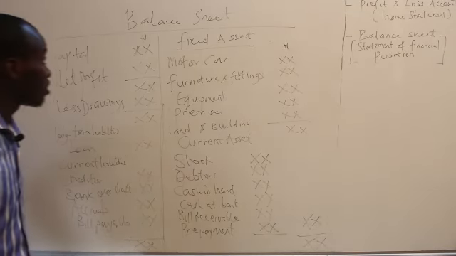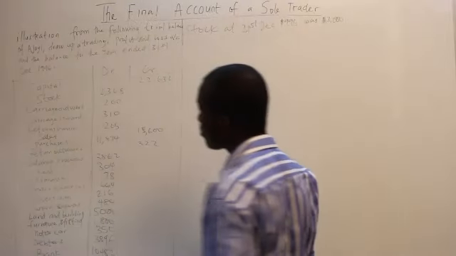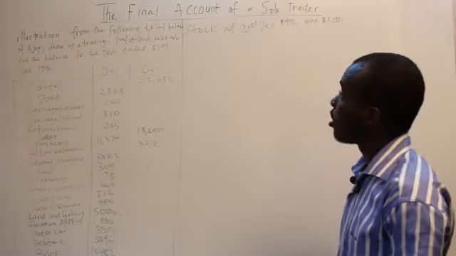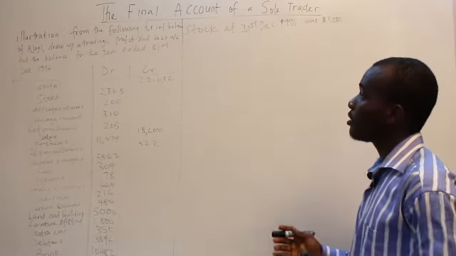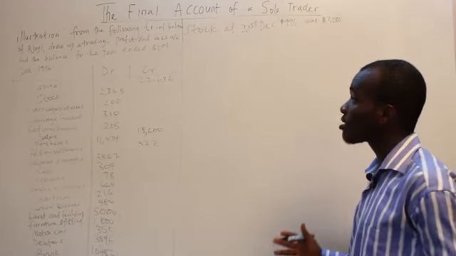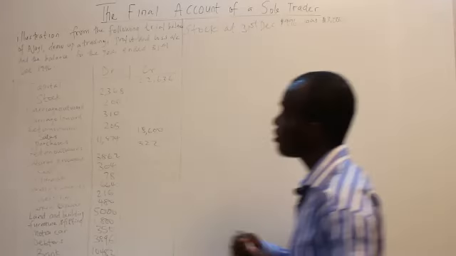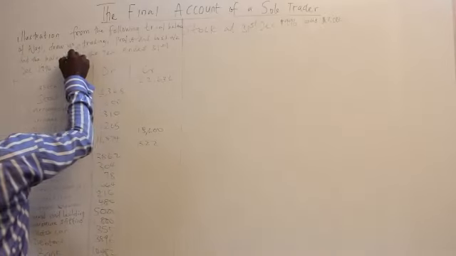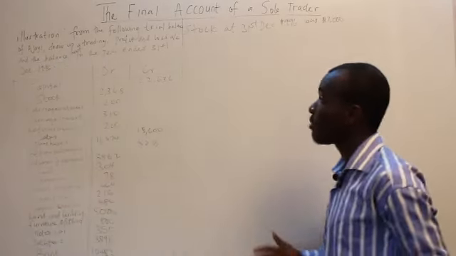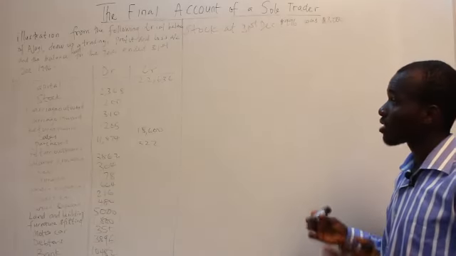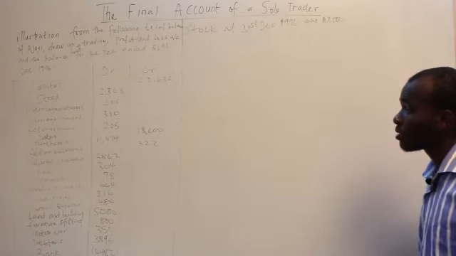So let's take an illustration on the topic. From the following trial balance of Ajayi, draw up a trading, profit and loss account and the balance sheet for the year ended 31st December 1996. We have the capital, we have the stock, then carriage outward, carriage inward, and so on.